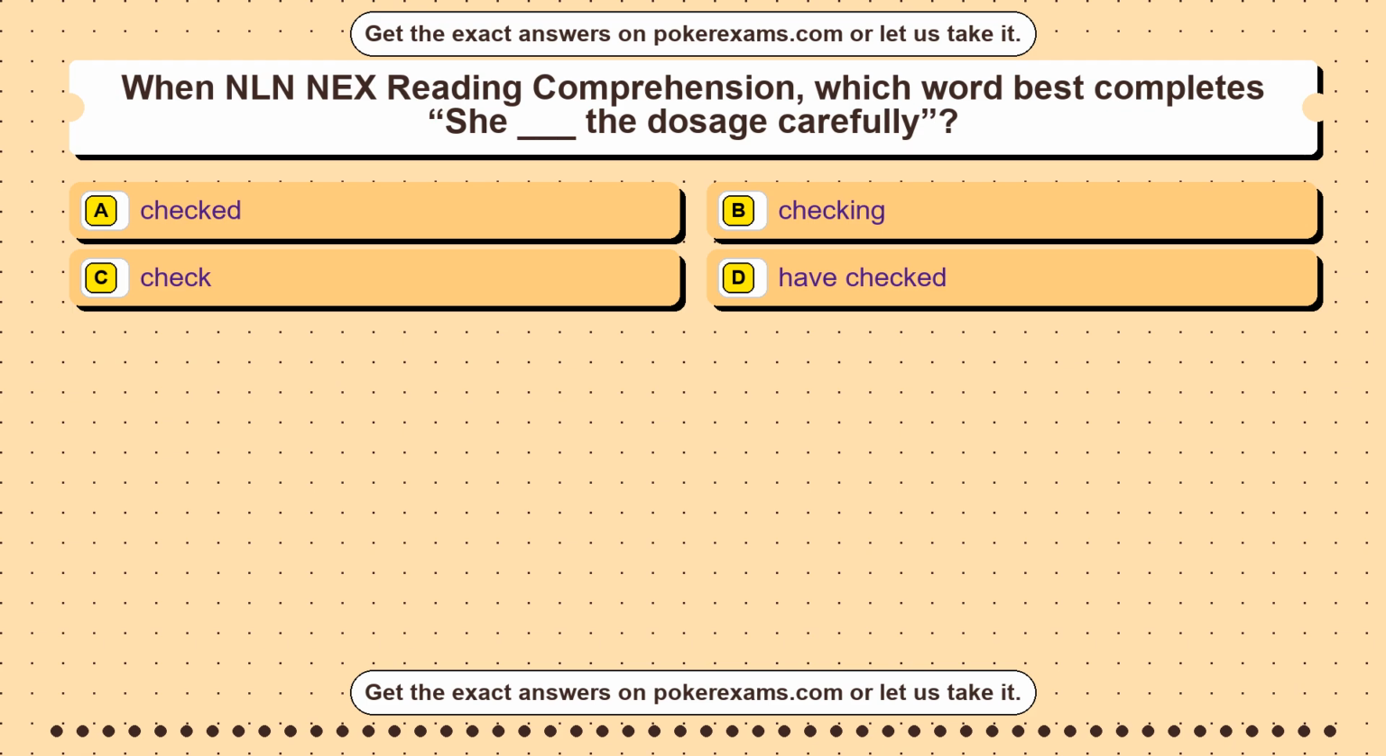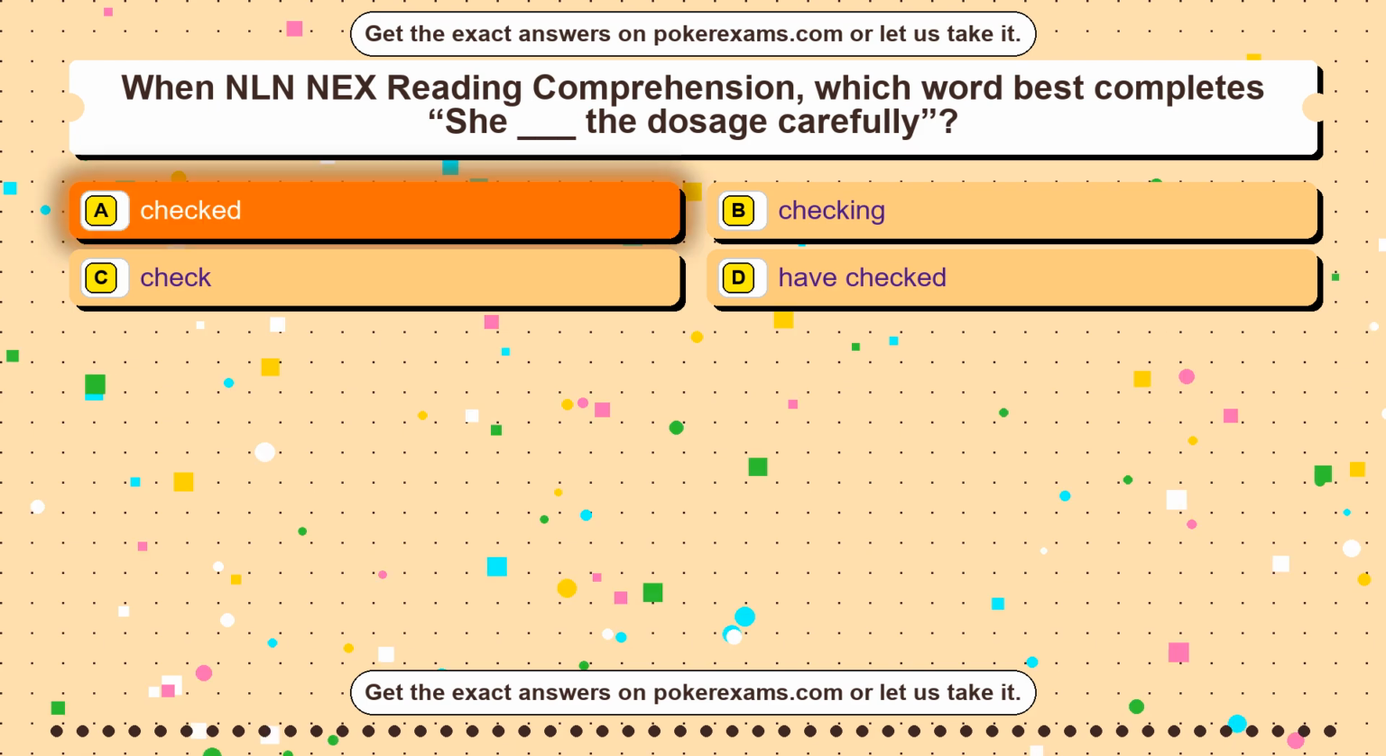Question 29. When GED probability practice, which decimal equals 3/10? Option A: 0.03. Option B: 0.3. Option C: 3.0. Option D: 30.0. The correct answer is option A, checked.